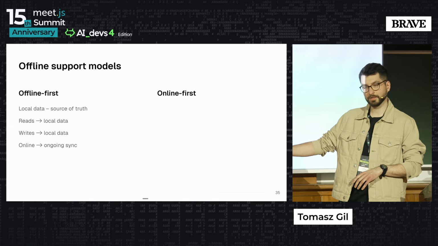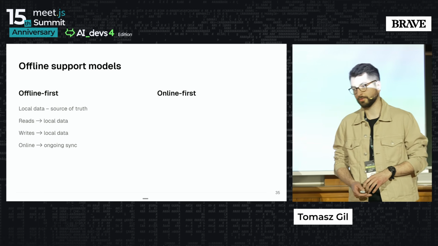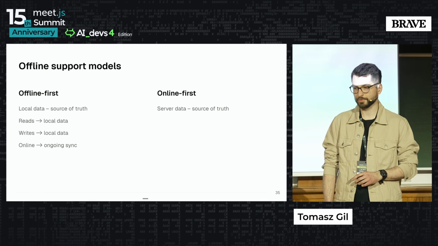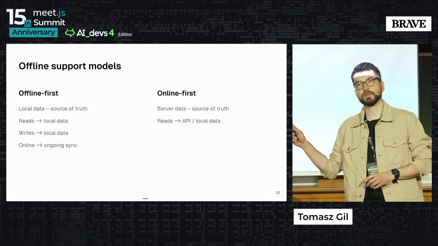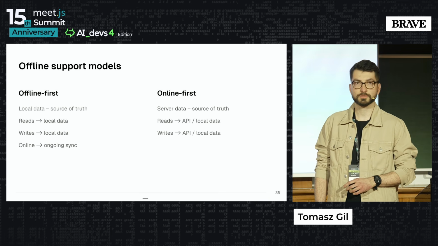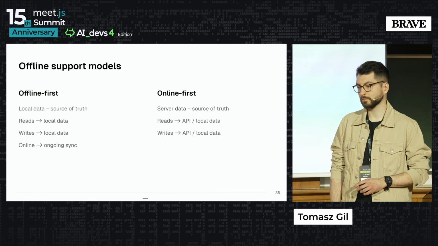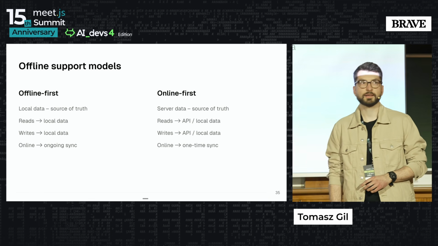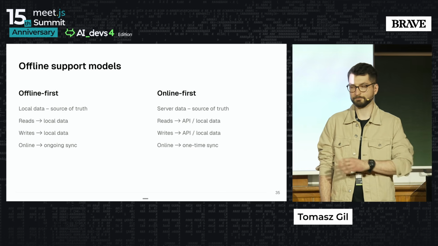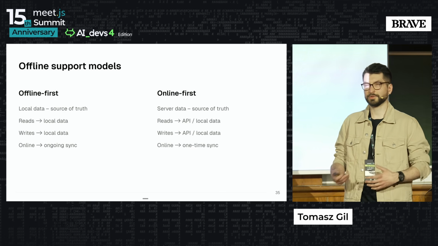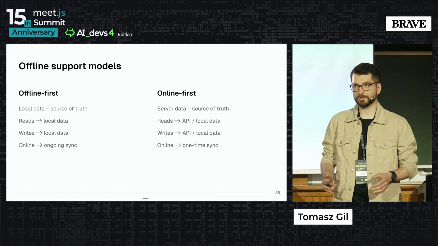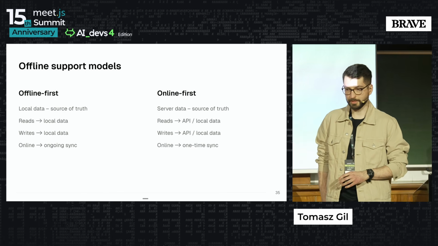And on the other hand, we've got the online first model with an offline fallback. That's a more traditional model where we still think of our server data as our source of truth. Reads happen from the API first, and we only fall back to local data if network is not available. Writes, similar, API first, falling back to local data if necessary. And finally, sync happens only once, and that is when the user goes from offline to online. The result, the user experience is typically a bit more limited and constrained, but the good thing is that this model is, on average, easier to implement.